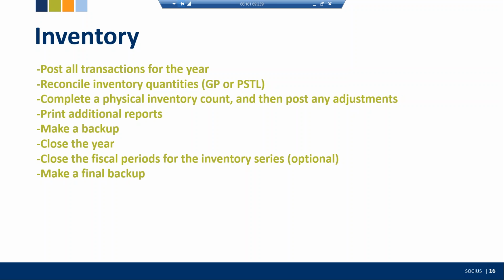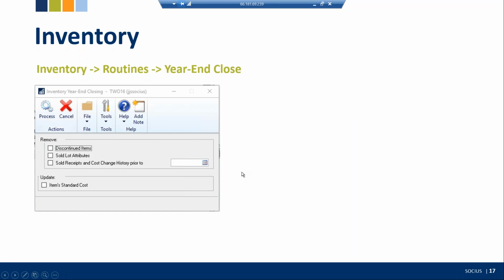So you may remember that window I showed you with the columns with all of the different modules. This would allow you to close the fiscal periods for the inventory series for last year. And then you can make a final backup. So this is a pretty complete list that you want to follow to actually close your year in inventory. And as you saw there, like I said earlier, it really is focused mostly on preparation, because right here is the only window you have to go to do a year-end close.